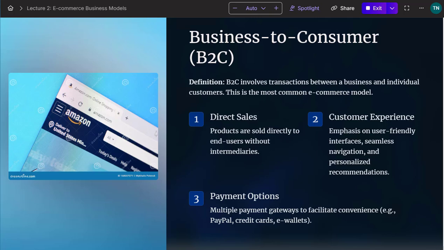We will look at some examples of typical e-commerce business models. The first, business to consumer or B2C, involves a transaction between a business and individual customers, which is the most common e-commerce model. Direct sales refer to products being sold directly to end users without intermediaries. Customer experience is crucial, with emphasis on user-friendly interfaces, seamless navigation, and personalized recommendations. Multiple payment options are offered to facilitate convenience, such as PayPal, credit cards, and e-wallets.